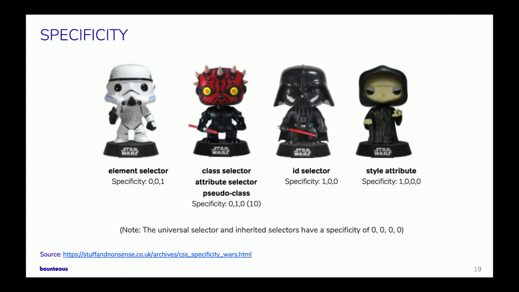So specificity, like I mentioned, a fun way to talk about specificity that I found online is CSS Specificity Wars, which talks about specificity from the lens of Star Wars. So you have the element selector, that's a stormtrooper, not very specific. Class, attribute, or pseudo-class is a little bit more specific. An ID selector will trump that, so you got Darth Vader there. And then the style attribute, like an inline style, is even more specific. And then you also have the universal selector, or things that are inherited, which essentially have a specificity of 0.